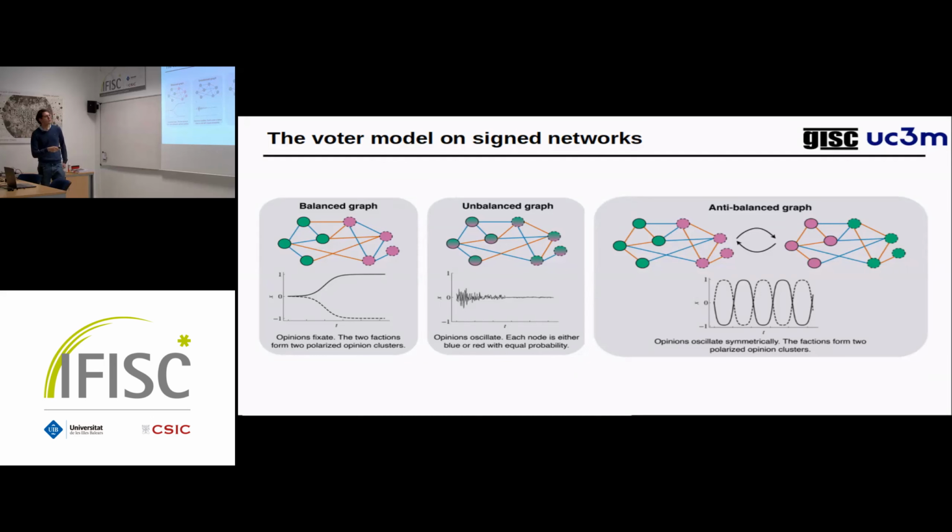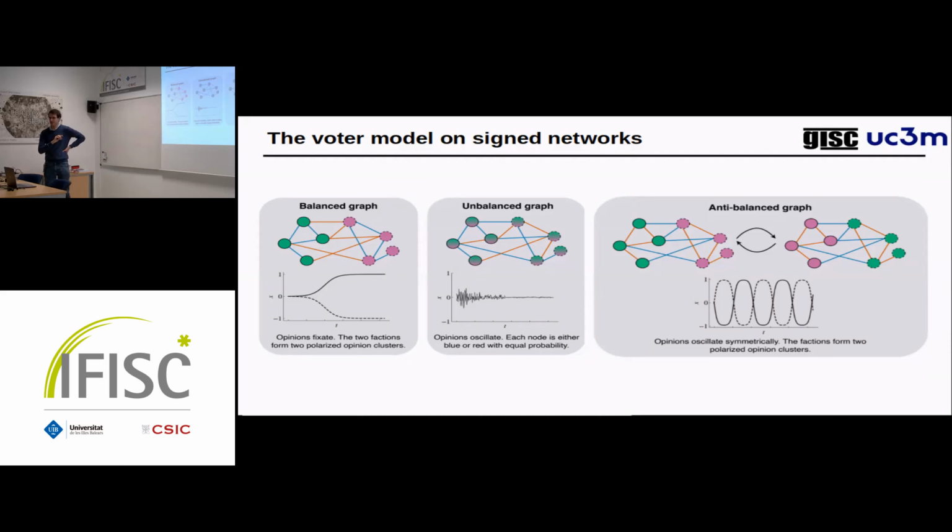And curiously, because we evolve in discrete time steps, a new dynamical regime emerges, which happens only in anti-balanced graphs, which are the ones that have positive connections between factions and negative connections within factions. In this case, in one time step, the system is polarized, so these guys are green and these guys are pink, but in the next time step, they flip completely their opinions. All of these become pink and all of these become green. In the next time step, they go back to here. So we have an oscillation between the two opinions. So there is a polarization, but they are constantly changing signs within that polarization.